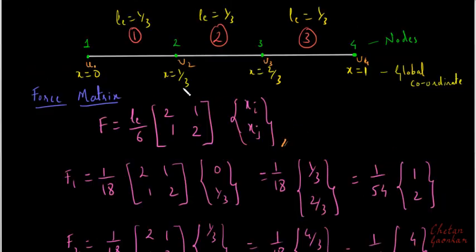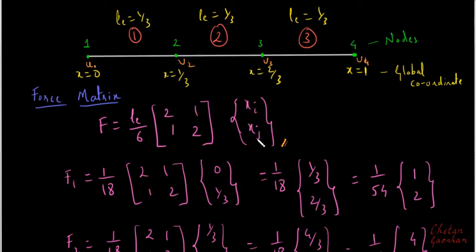Now let us say for this first element, LE will be 1 by 3. So if I substitute the value of LE as 1 by 3, it will be 6 multiplied by 3, I will get this as 18. And this will be as it is, 2 1 1 2.